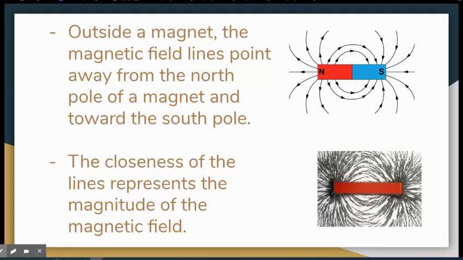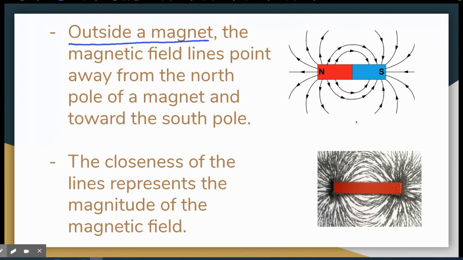So when it comes time to visualize the magnetic field around a bar magnet, for example, keep in mind a couple of rules. Number one, outside a magnet, we'll look at situations where you can be inside a magnet, but outside the magnetic field lines point away from the North Pole and towards the South Pole. So you'll see in this picture, that's how they've drawn it. They have these magnetic field lines that show the direction of the magnetic field.